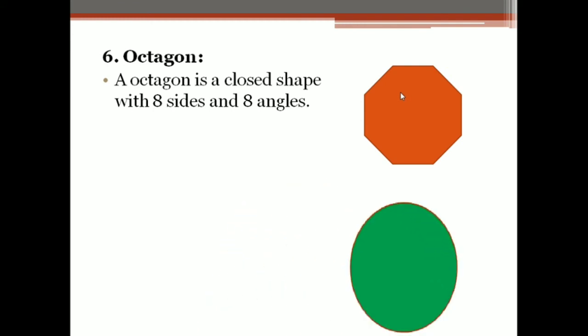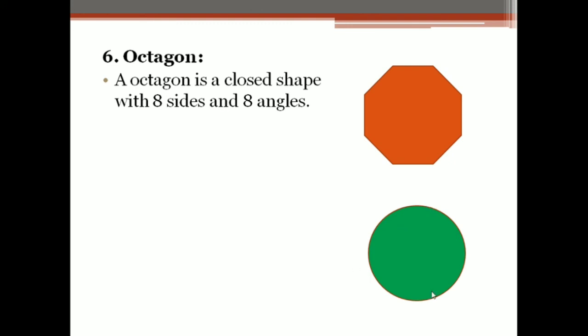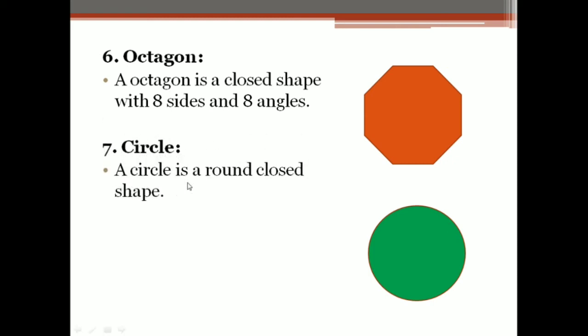Now, try to identify this shape. Which shape is this? This is a circle. Now, can you tell me how many sides there are? There is no side. So let's see what a circle is. A circle is a round closed shape. You can easily see that it is a closed shape, right? And it is round. So I hope it is clear to all.